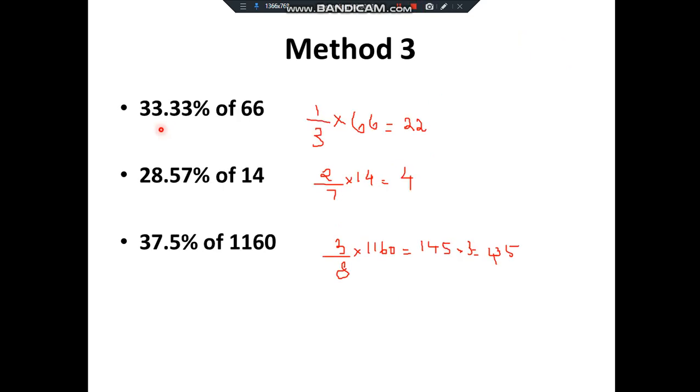Next, we'll see method 3. See, 33.33% of 66, which can be rewritten as 1 by 3 into 66. That is converting percentage into fraction, which gives you 22. See, within seconds you can solve it.